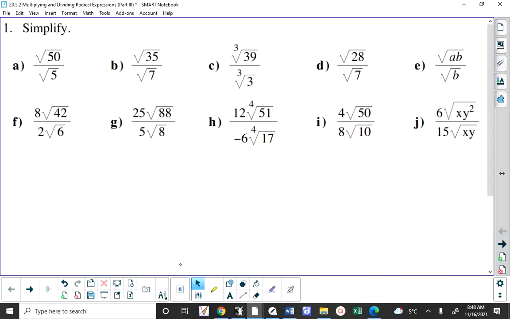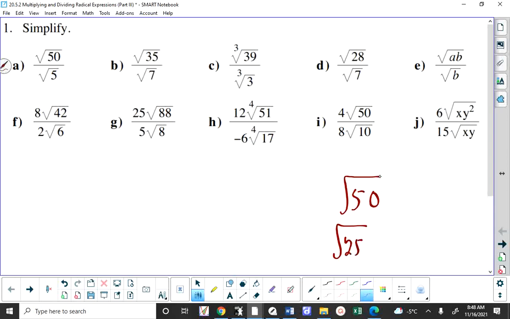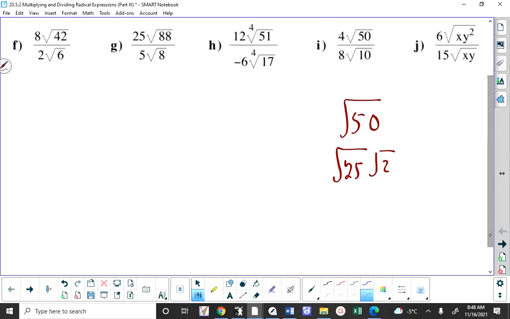So if you had root 50 as part of an answer, you're not done yet, because root 50 can be simplified by thinking of it as root 25, root 2, which means root 50 is 5 root 2. So that's one of the things in your checklist: when you think you're done, you have to make sure that you are in fact done with regards to those radicals. The other thing is your answer cannot have radicals in the denominator.